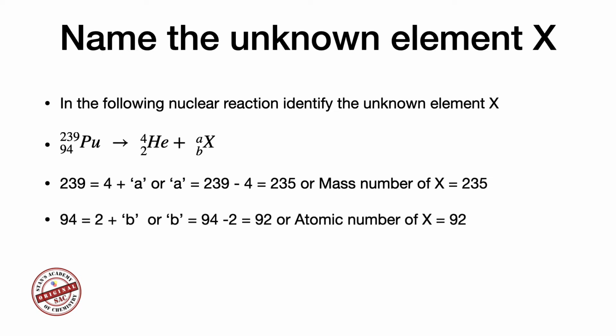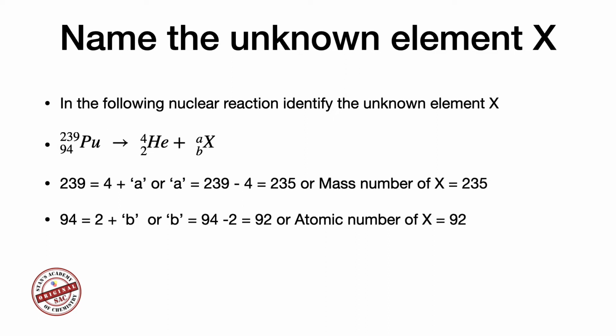Similarly, if you look at the atomic number of plutonium is 94. On the product side, you have 2 products, helium or the alpha particle, which has an atomic number of 2, and the atomic number of the element X is unknown. So we're going to write 94 is equal to 2 plus B. And we're going to solve for B. B is equal to 94 minus 2, which is going to be equal to 92.